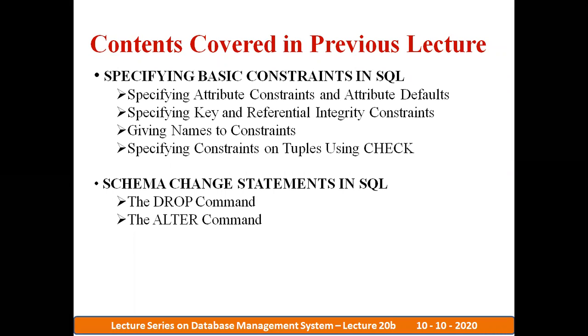The key constraint is given by using the primary key, whereas the referential integrity constraint is given by using the foreign key. We can also give names to the constraints, but that is optional. The condition is that the constraint names in the schema should be unique. There should not be any repetition of constraint names. Then finally, we discussed specifying constraints on the tuples using the check. Whenever you want to check every tuple, that can be done by using the check constraint.